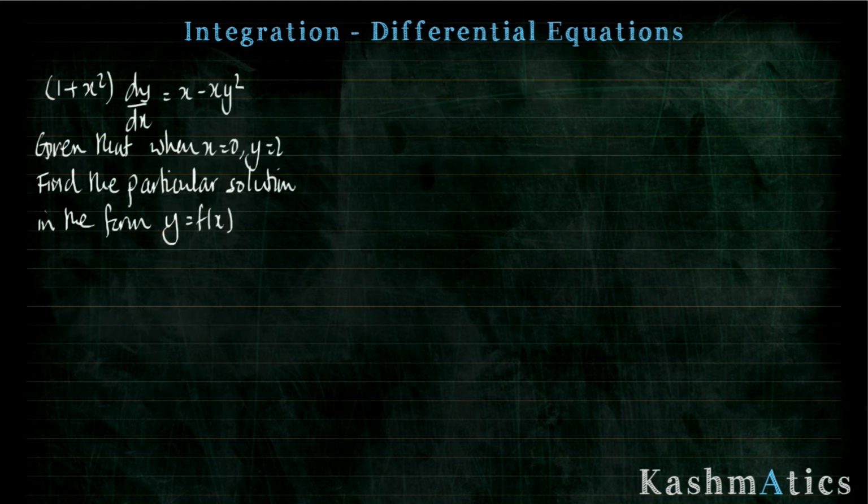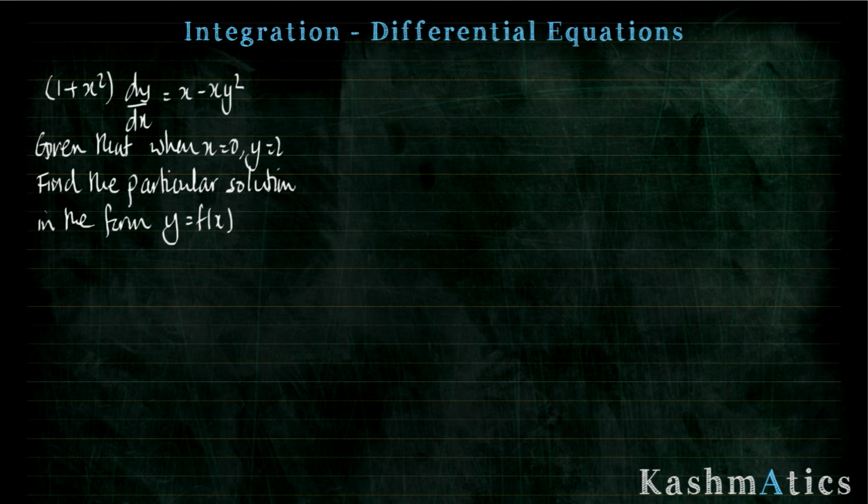Here's the next example. You're given the boundary conditions so you can find the particular solution, but you do need to do a bit of algebra to begin with before you can actually separate the variables. Anyway, pause the video and give it a go, and I'll go through the answer in a little while.